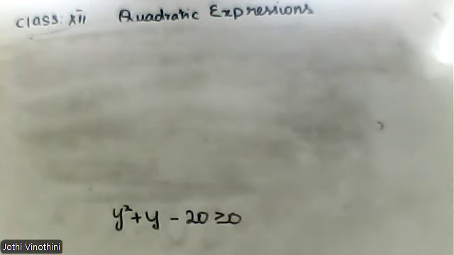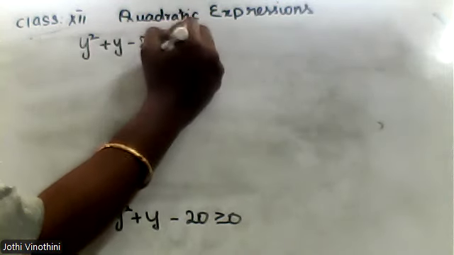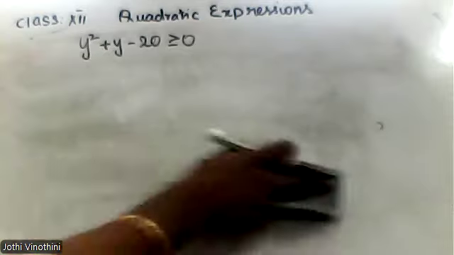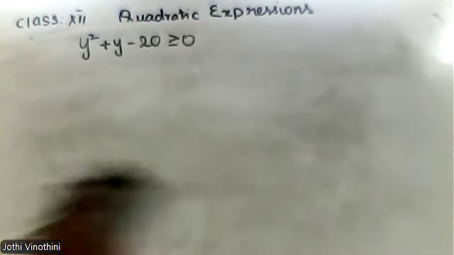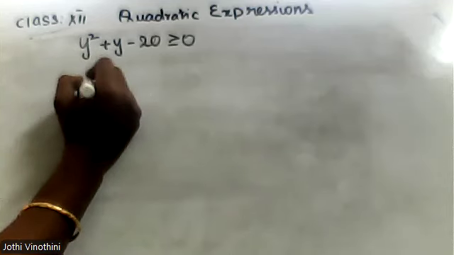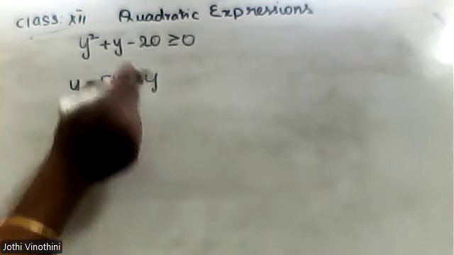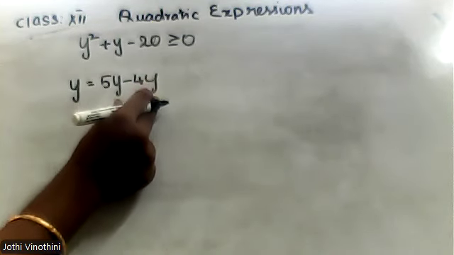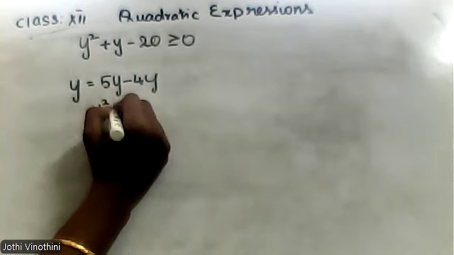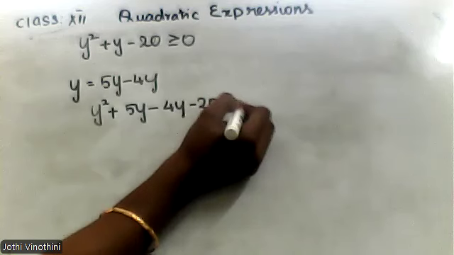So what is the final equation we have here? I'm writing this: y squared plus y minus 20 greater than or equal to 0. Okay, fine. As in the previous sum, I'm going to rewrite this y as 5y minus 4y. See, 5y minus 4y is again y. So I am going to replace this y by 5y minus 4y. So the equation will become y squared plus 5y minus 4y minus 20 greater than or equal to 0.